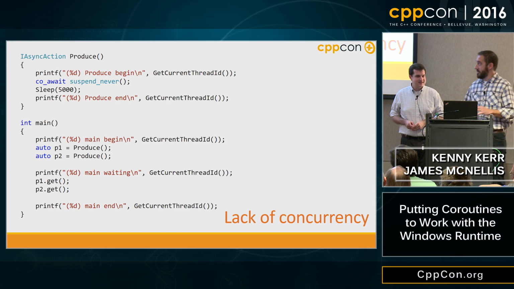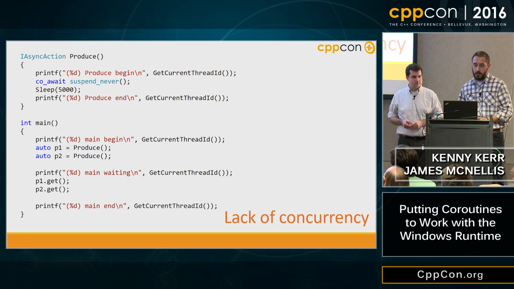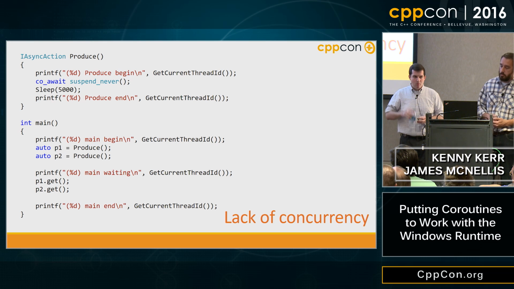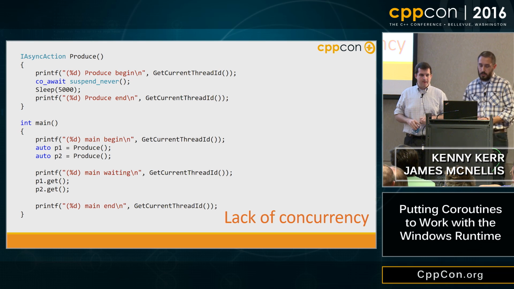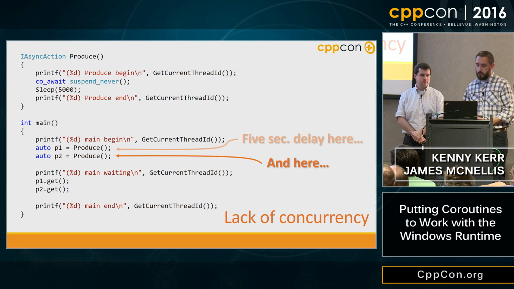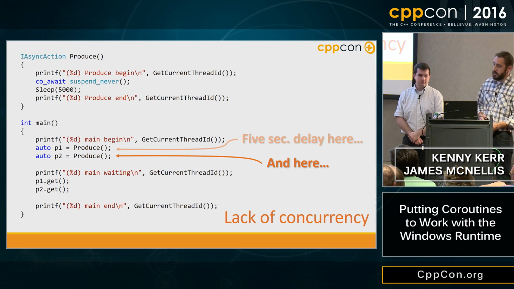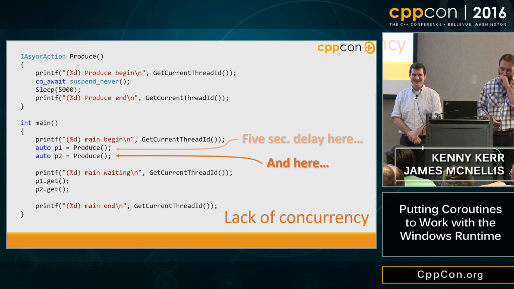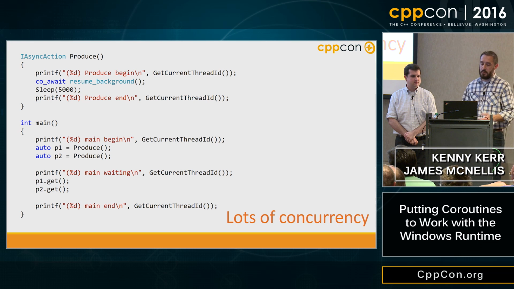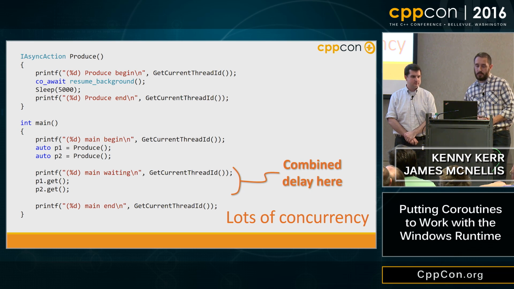Let's look at another example, so let this really sink in. So here we have a produce function. Again, it's a coroutine. It co-awaits suspend never and then sleeps for 5 seconds. So that's an OS sleep. The actual operating system thread will go to sleep. In the main function, we call produce twice. So we have two async actions. And there'll be a 5-second delay here and another one over here. So that's not a lot of concurrency. What we want to do is co-await resume background. Now we have a lot of concurrency because that delay is combined down there.